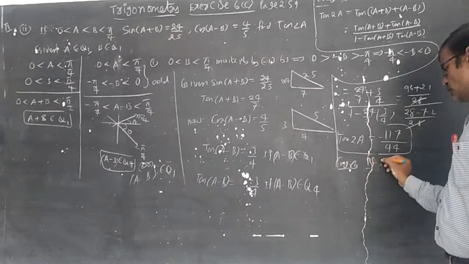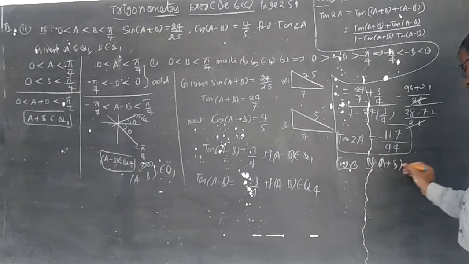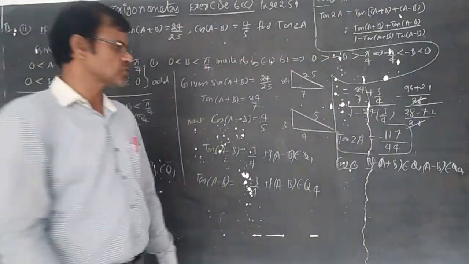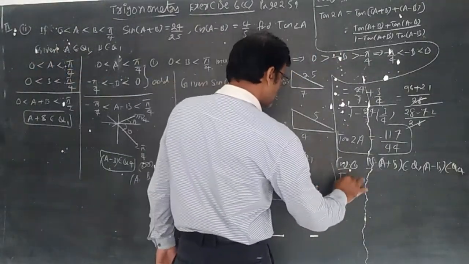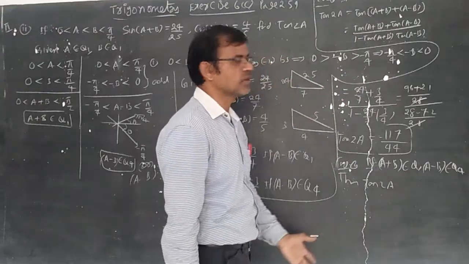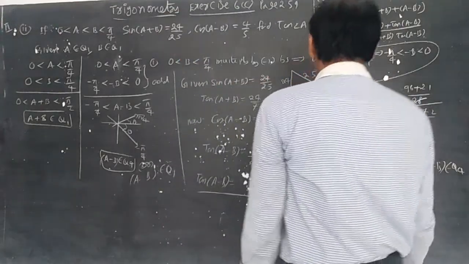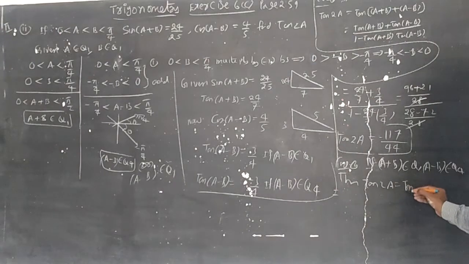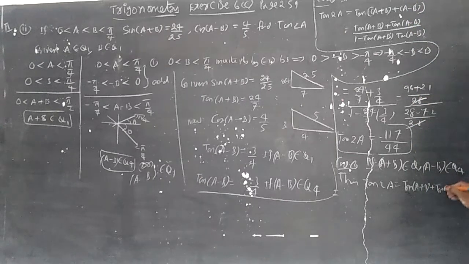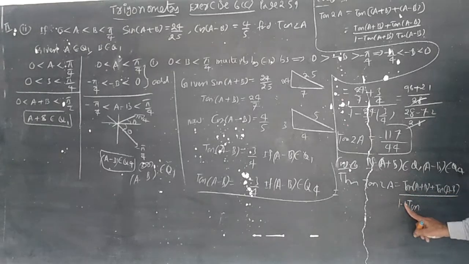If A plus B belongs to Q1, A minus B belongs to Q4, then tan 2A is equal to, in the similar way, tan of A plus B plus tan of A minus B by 1 minus tan A tan B. Here write the formula, tan of, once again I am writing tan of A plus B. By using this one, tan of A plus B plus tan of A minus B whole by 1 minus tan of A plus B into tan of A minus B.